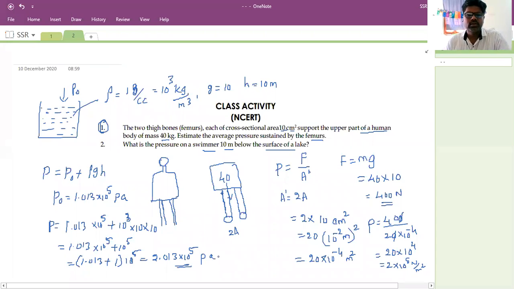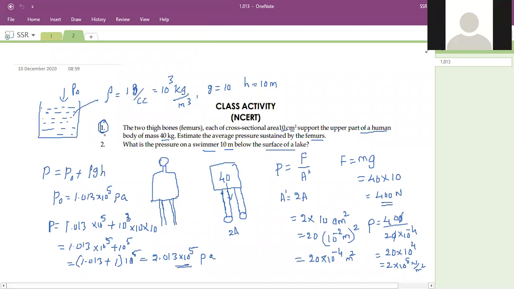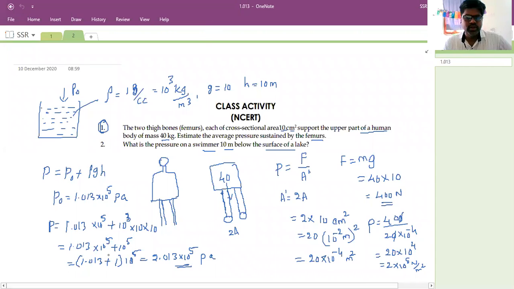Are you clear this? Pressure on a swimmer 10 meters below the surface of a lake. Understood? Yes, sir. Okay, this is including atmospheric pressure. If you remove atmospheric pressure, then only 10 power 5 pascals. So this is about the classroom activity that is given in the content. You can check, and then we have a home activity that we have to do. Right.